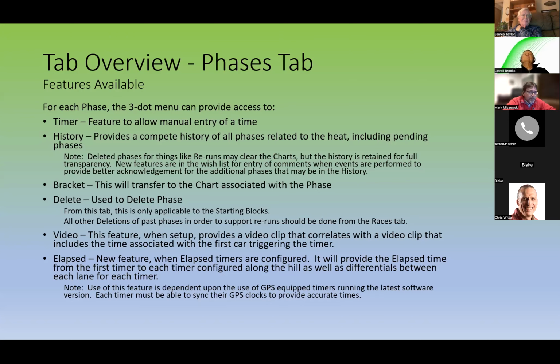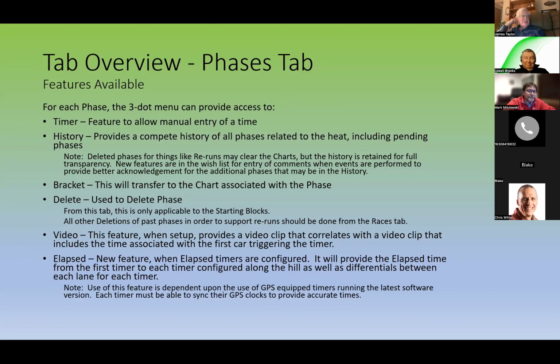The elapse button that we have: the newer timer systems are starting to test out the ability to elapse time. And if you're using a timer that is capturing elapsed time, that button will then give you access to see the elapsed time and how it works. Depending on how many of those timers you have down your hill, you might have the offsets from each one and then the differential between each lane. So not only does it capture time from the beginning to the end, but it also captures time between the two lanes, which is really slick.